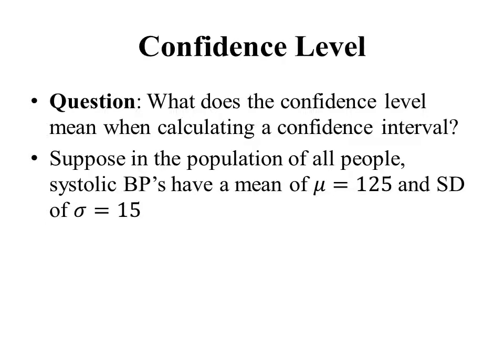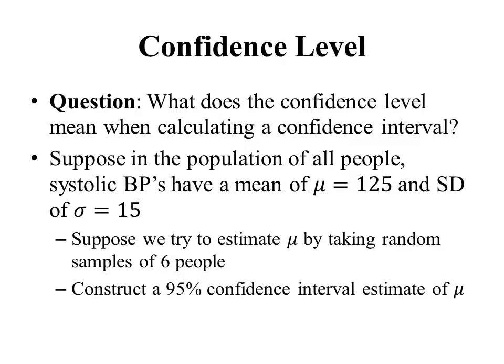Suppose that in a population of all people, systolic blood pressures have a mean of 125 and a standard deviation of 15. Okay? Now, this is going to be a hypothetical situation, so exactly how we know that mu equals 125 isn't at all relevant. This is a purely hypothetical situation. But we're going to use this situation to illustrate this idea of what a confidence level means.